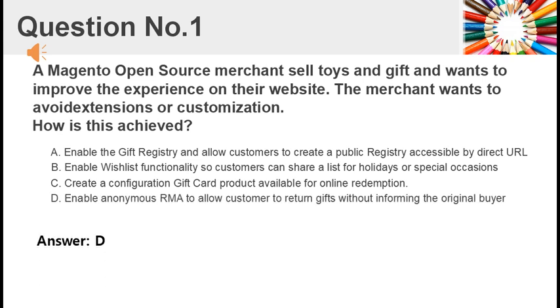A Magento open-source merchant sells toys and gifts and wants to improve the experience on their website. The merchant wants to avoid extensions or customization. How is this achieved? A. Enable the gift registry and allow customers to create a public registry accessible by direct URL.